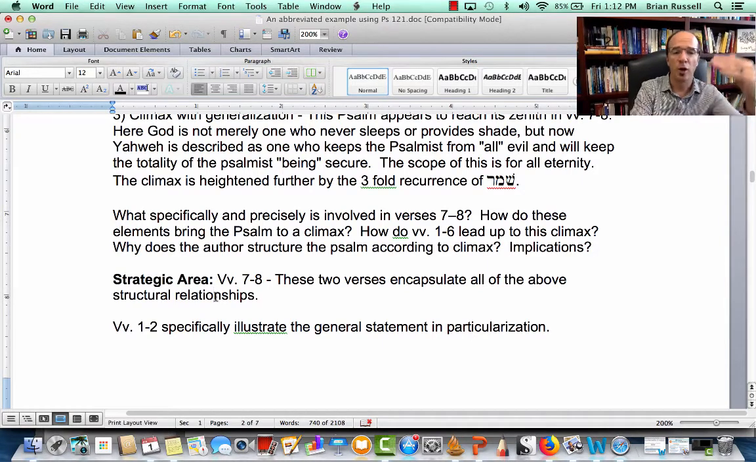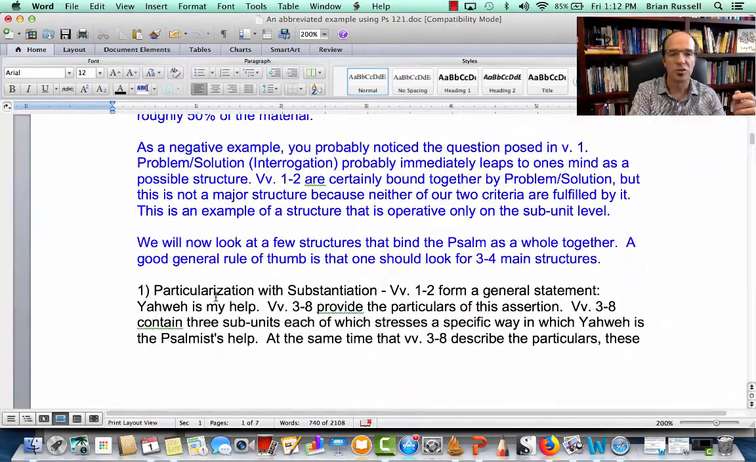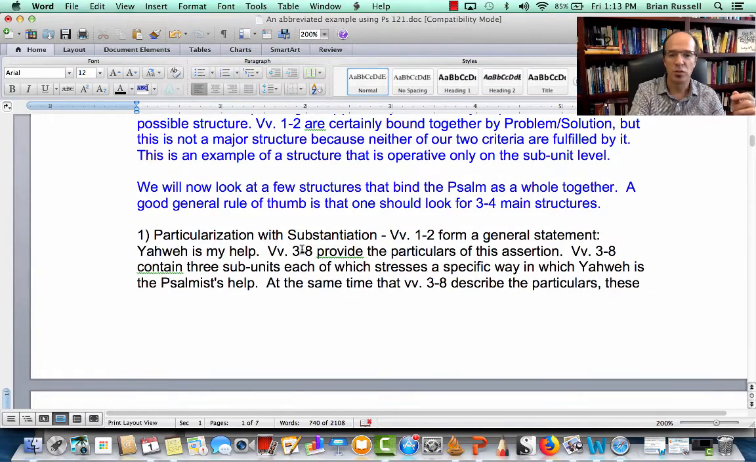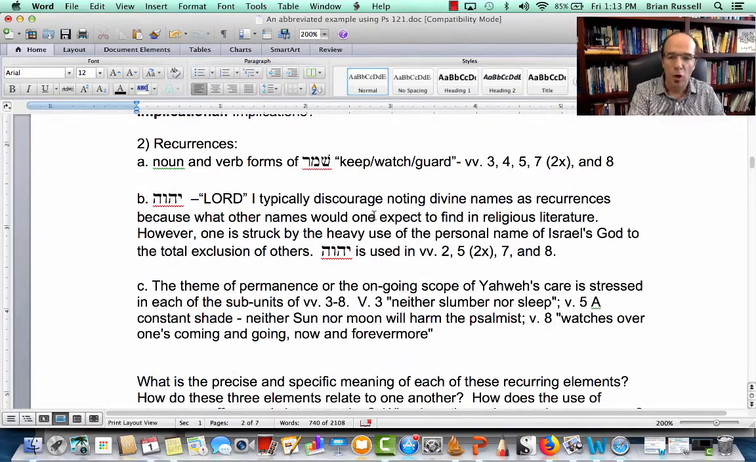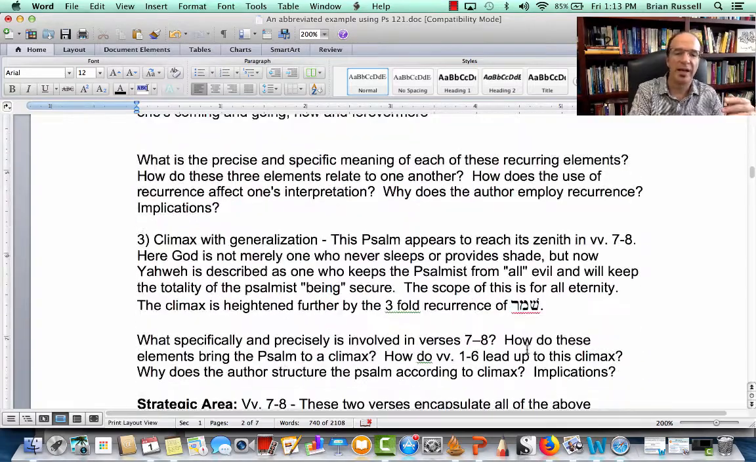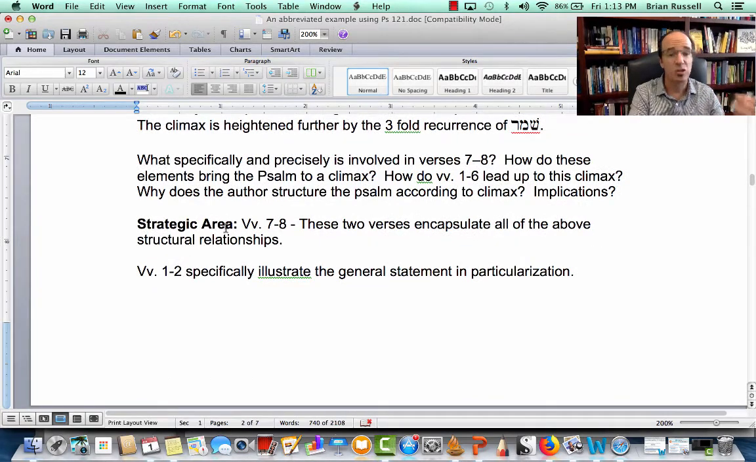And what I note there, if you go back and read through the notes, is that verses 7 to 8 are actually part of all of these structures. They're part of this particularization with substantiation, or the particulars and the substantiation piece. In each of these three recurrences, something happens in 7 and 8. And the climax with generalization is all about verses 7 to 8, which tells me that a key strategic area would be verses 7 to 8.